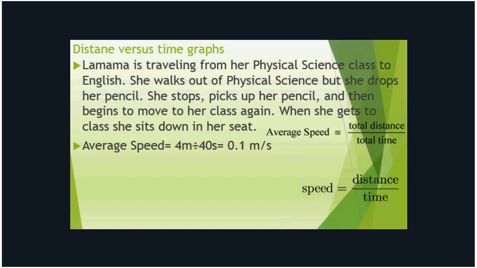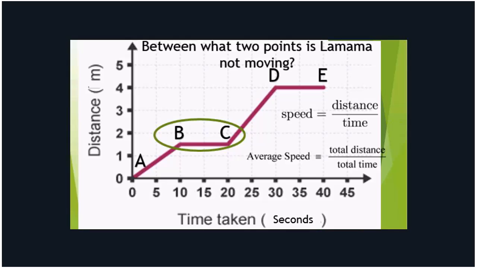The next question I wanted you to answer was, what is her speed from point C to D? To find that, you have to first find her distance at D. Her distance at D is 4 meters. And then you have to find her distance at C. And her distance at C is between 1 and 2. So technically it's 1.5. Now to find the distance between 1.5 and 4, you have to subtract, 4 minus 1.5. And that gives you that her distance that she traveled from point C to D is 2.5 meters.